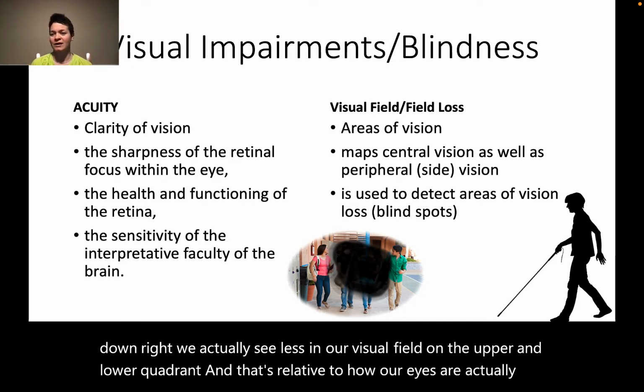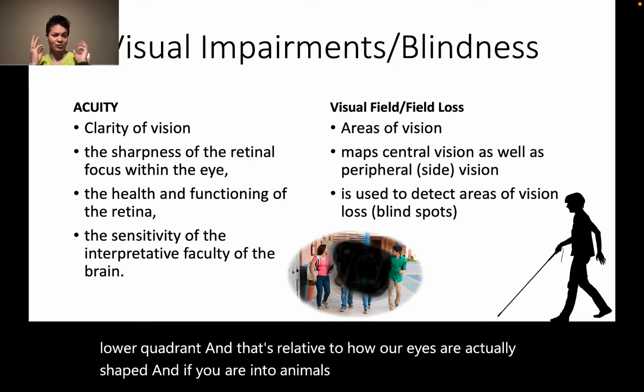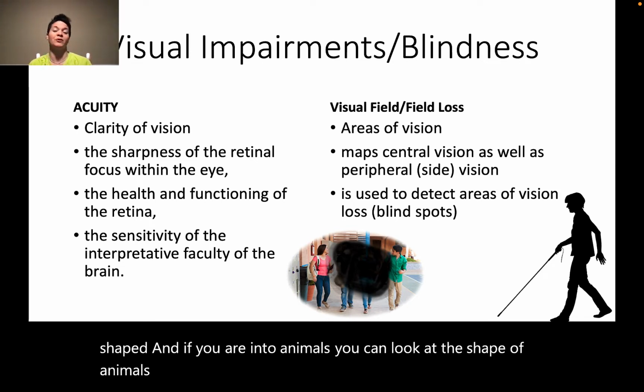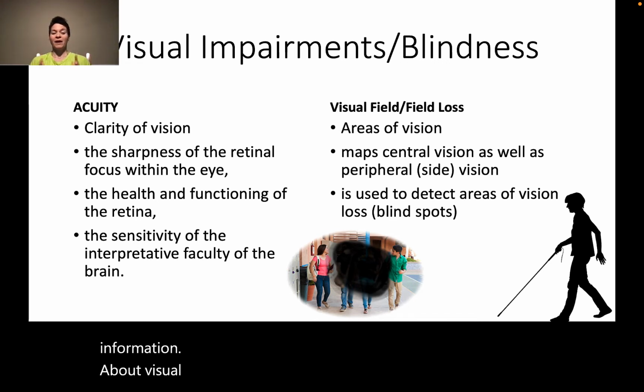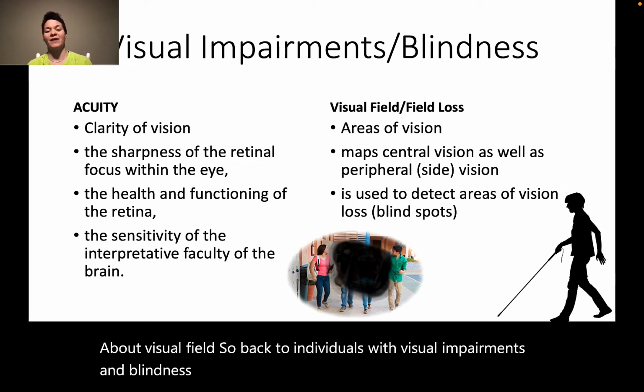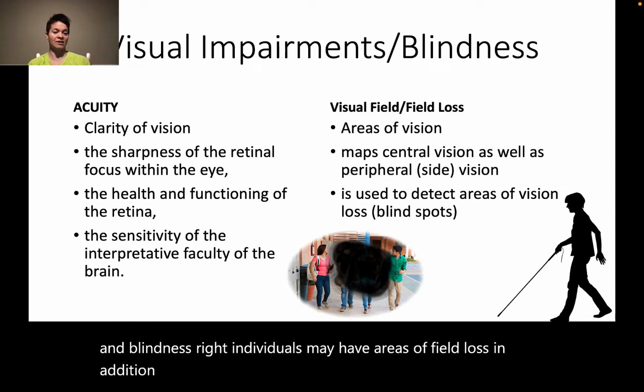And if you are into animals, you can look at the shape of animals' eyes, and that will give you a little bit of information about visual field. So back to individuals with visual impairments and blindness, right? Individuals may have areas of field loss in addition or simultaneous to acuity issues as well.